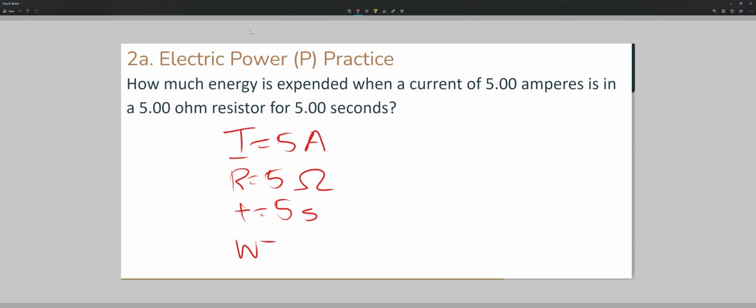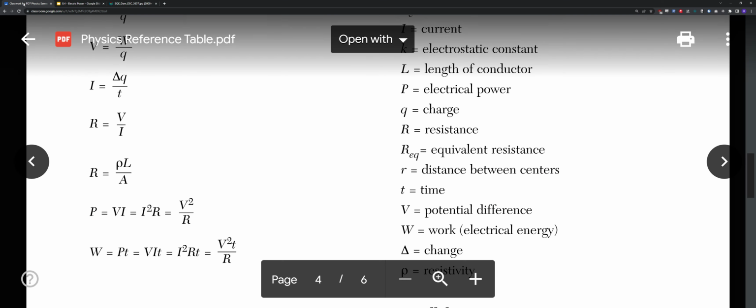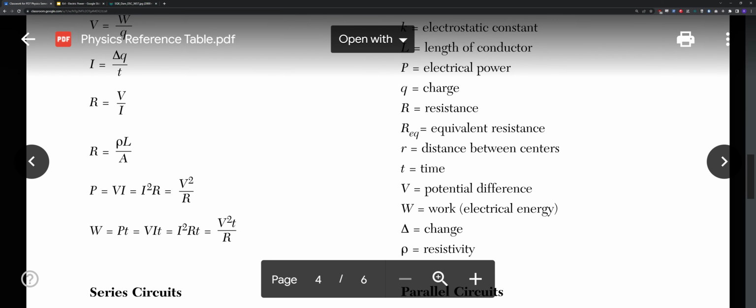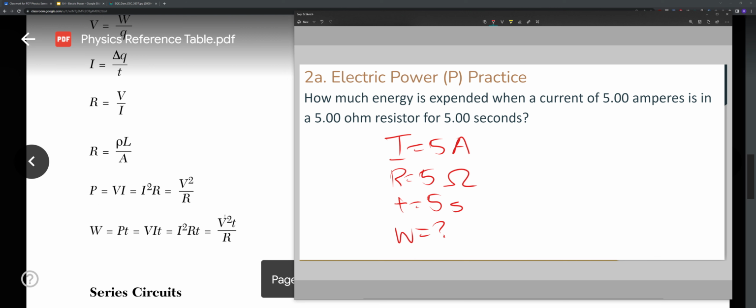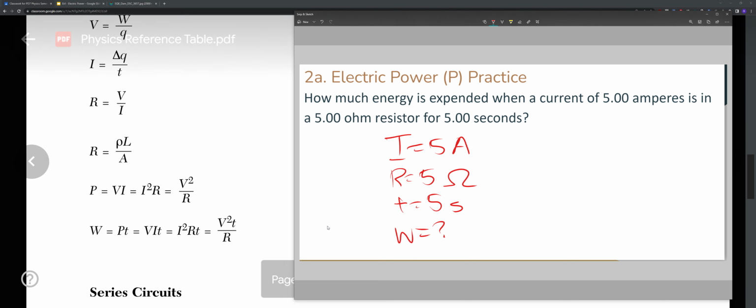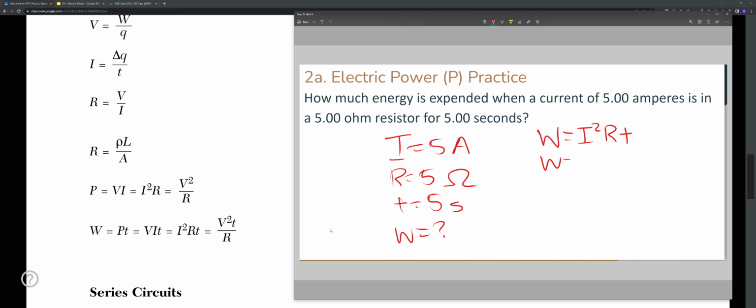and we're looking for work. We want to know, well, how much energy is expended? And again, we're going to look back at our reference and say, well, which formula has I, R, T, and W? Well, if I look at my reference table, we see that the only formula that consists of I, R, T, and W is W is equal to I squared RT. So I is going to be 5 squared, R is 5, T is also 5, and then we get 625 joules.